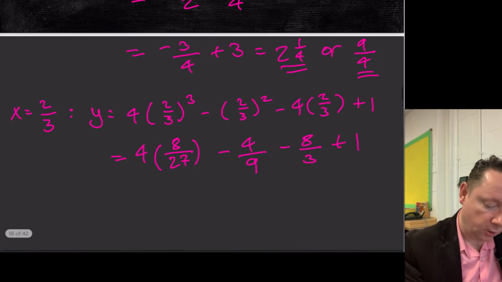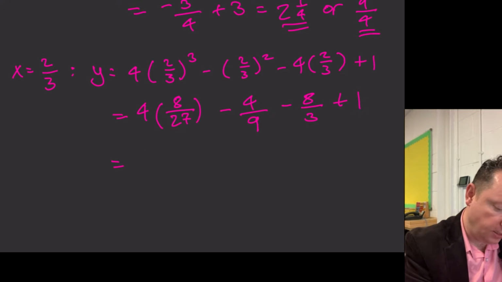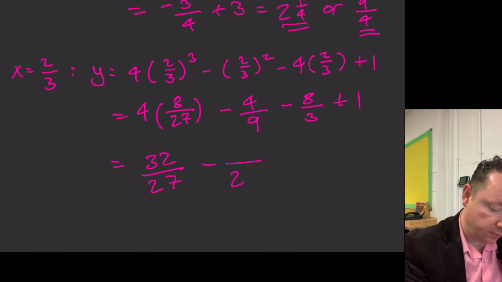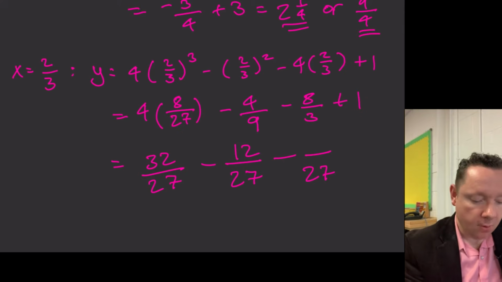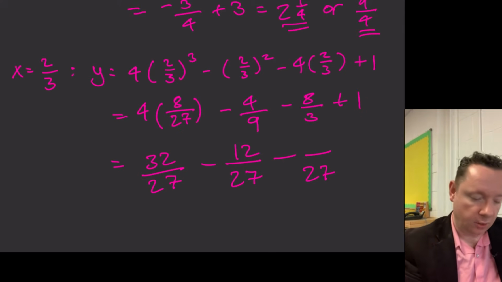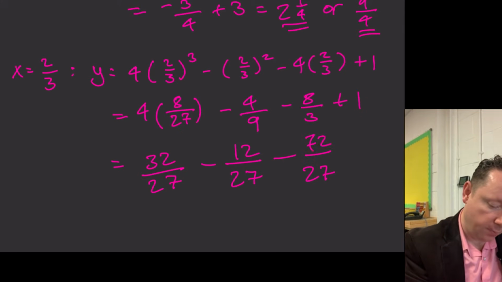So a bit of work to do here. That gives us 4 eights is 32 over 27. And then over 27 for the next one, that's times it by 3, so that gives me 12 over 27. Well, 3 nines is 27, so I do 9 eights is 72. And then plus 1, which is 27 over 27.